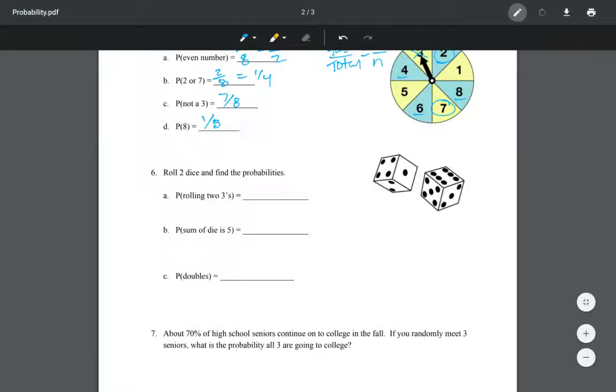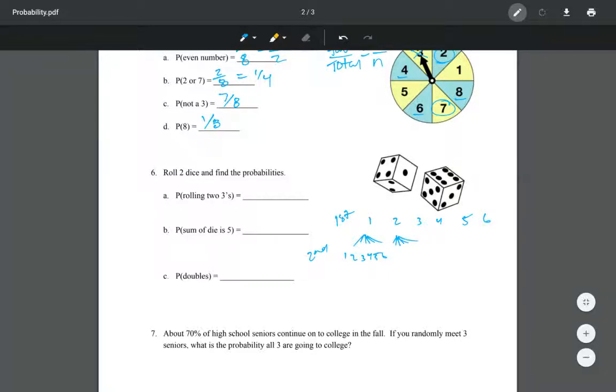I want to know the probability of rolling two 3s. Now, I could set this up as a tree diagram. So I would have the first die and then the second: 1, 2, 3, 4, 5, 6. And then on the second, I would follow a 1 with a 1, 2, 3, 4, 5, or 6, and a 2 with a 1, 2, 3, 4, 5, or 6.